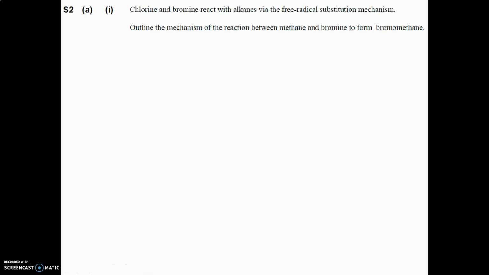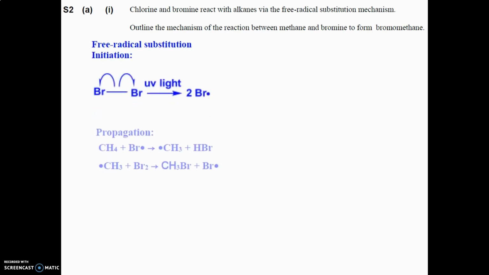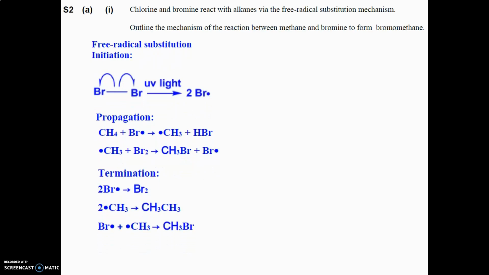Next, we're moving on to question S2A part 1 to outline the mechanism of reaction between methane and bromine. So this is free radical substitution. A similar question has actually appeared in 2023 promos as well. So nothing much new that I want to re-emphasize. So basically the only thing to remember is the use of half arrows to show how the Br-Br bond undergoes homolytic fission in the initiation step.